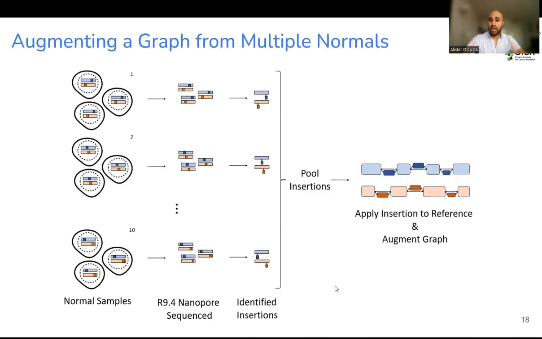We then took the 10 normal samples, sequenced them and identified insertions present using existing reference-based approaches, pooled these identified insertions, and used our approach that I described earlier to directly augment a graph with these known variants. This augmented graph we term the 10-sample augmented graph.